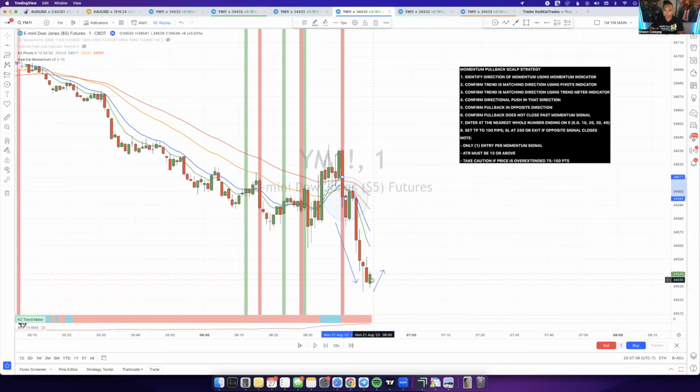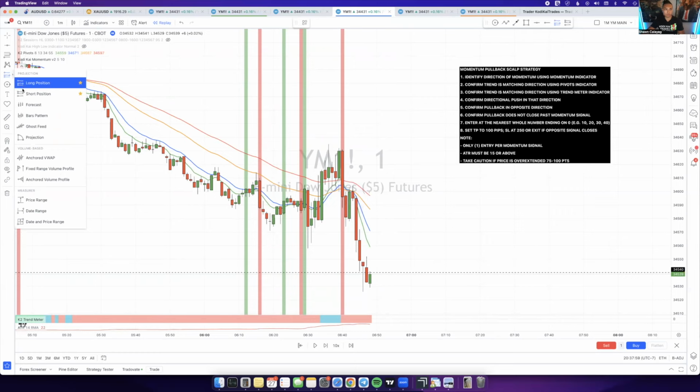So basically, this candle right here closed at 34,539. Your entry is going to be at 34,540, the next whole number, right? Which is going to be right over here. So when price pulls back and this candle closes, you can put a sell limit right here to wait for your order to get filled.